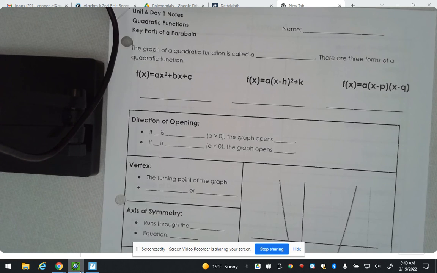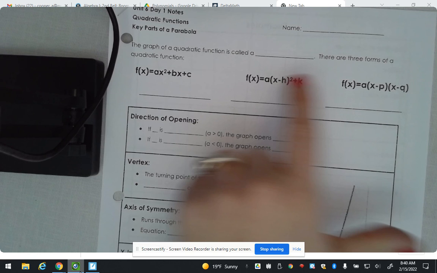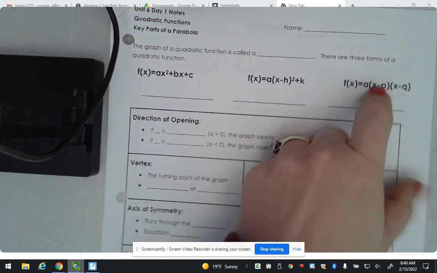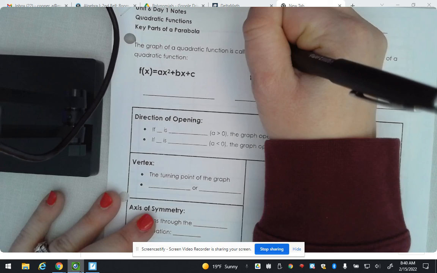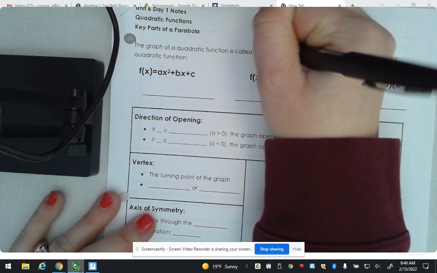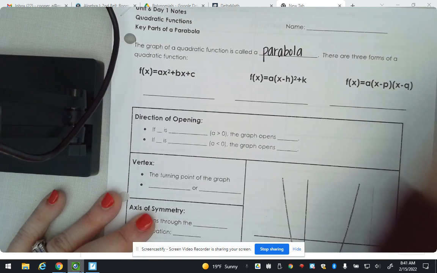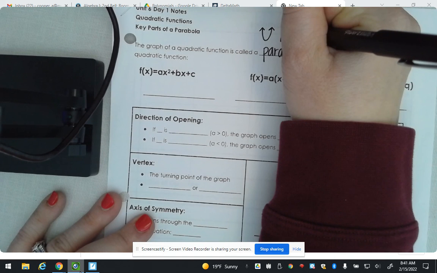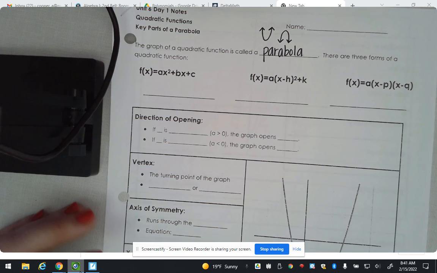It's called a parabola. All right, so a quadratic function means you're going to have an exponent of 2 in it. So if you notice, all of these have an exponent of 2, except for this last one, right? You don't see an exponent of 2, but there really is one, okay? The graph is called a parabola. It's either going to be a U shape or an N shape, kind of. I usually talk about happy and sad.